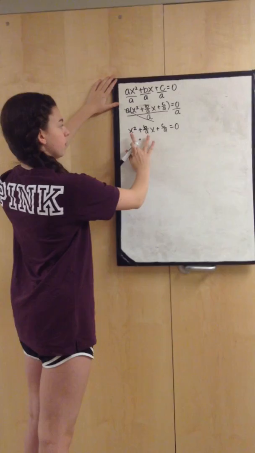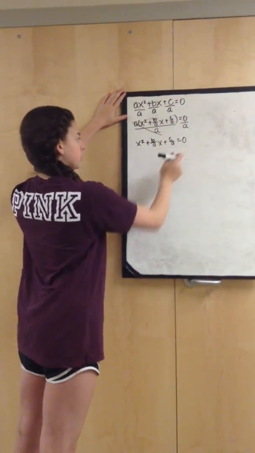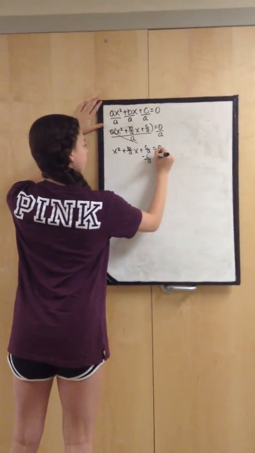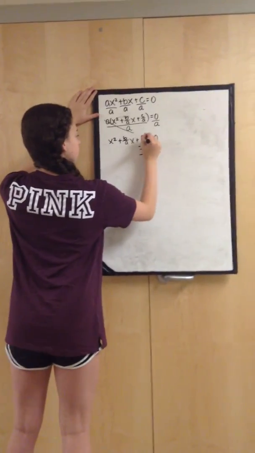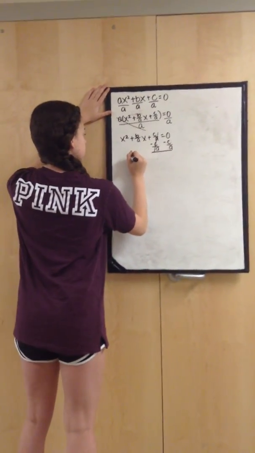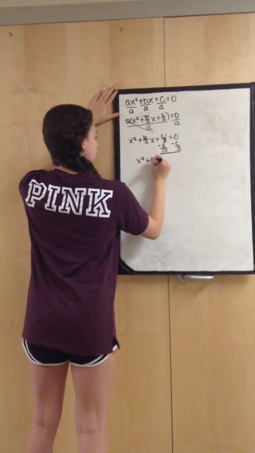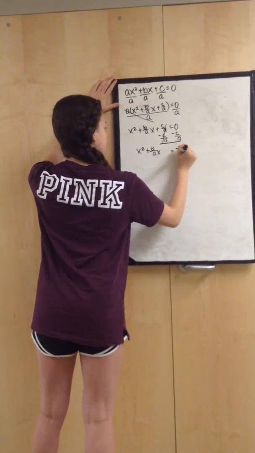So the next thing that you're going to do is subtract c over a from both sides because we want the x terms to stay together and we want these two terms to be together. So we're going to subtract c over a. And we would get x squared plus b over a x equals negative c over a.